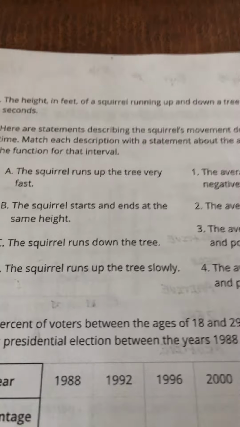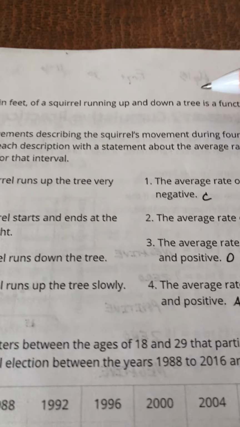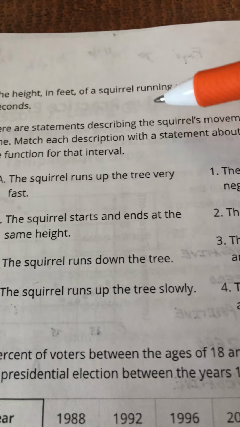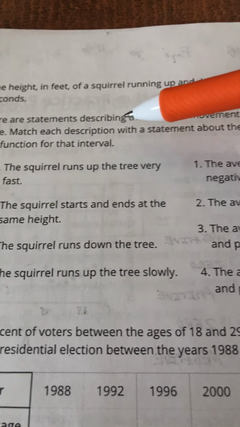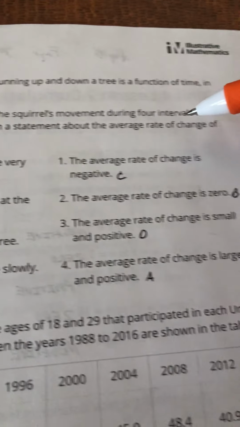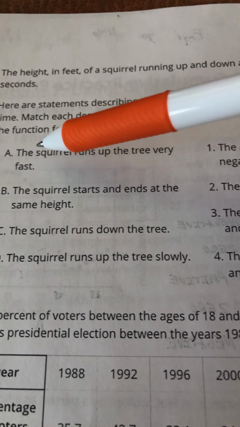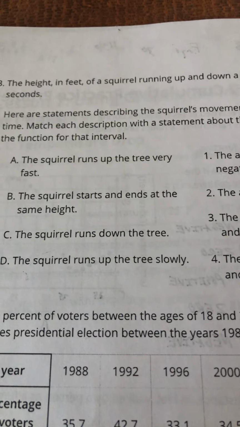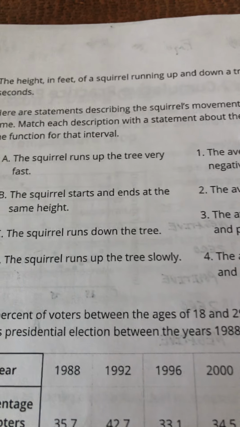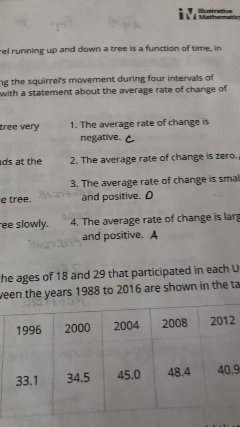And for number 3, we're going to think about squirrels and trees. The height in feet of a squirrel running up and down a tree is a function of time in seconds. Here are statements describing the squirrel's movement during 4 intervals of time. Match each description with a statement about the average rate of change of the function for that interval. So the squirrel runs up the tree very fast. Think about that. It's going up very fast, so the height is going to show a positive increase. The average rate of change is large and it's positive.